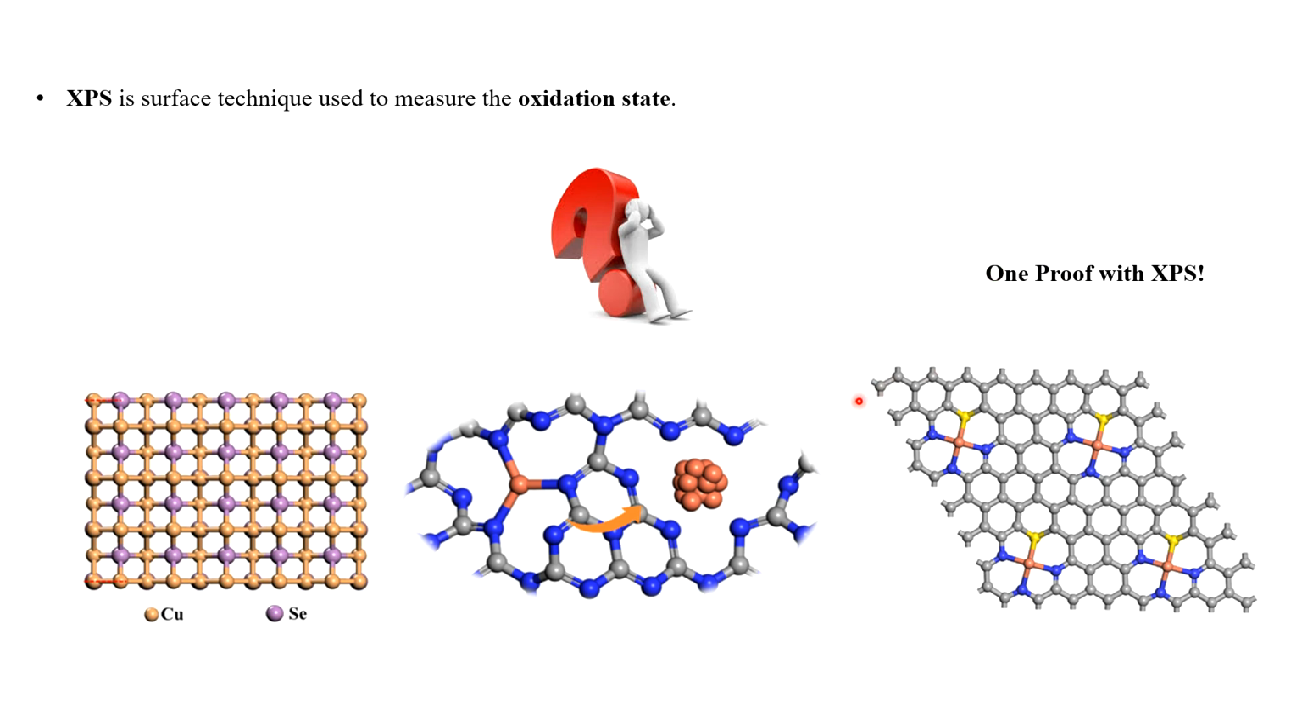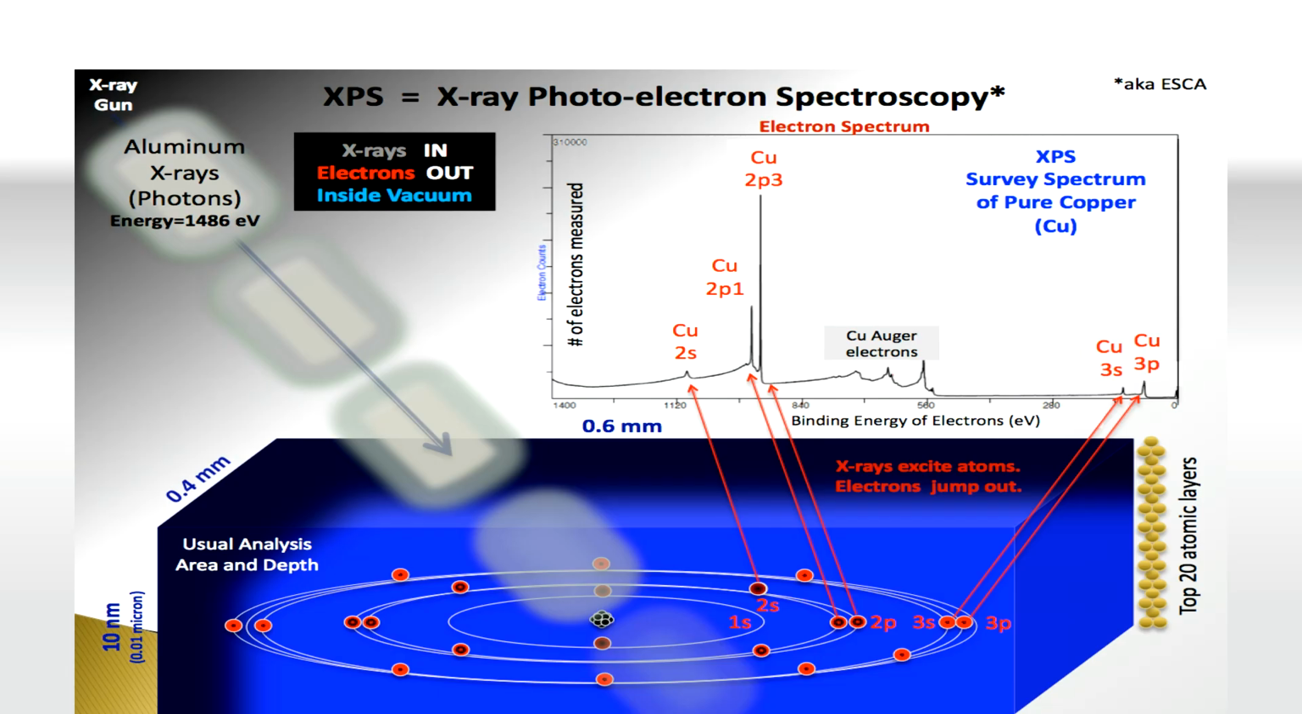We cannot be 100% sure about the structure which we have prepared on the basis of the XPS, or whatever the XPS is telling us, but we can estimate. So how can we estimate and what can we estimate from the XPS? We will see that in this video.